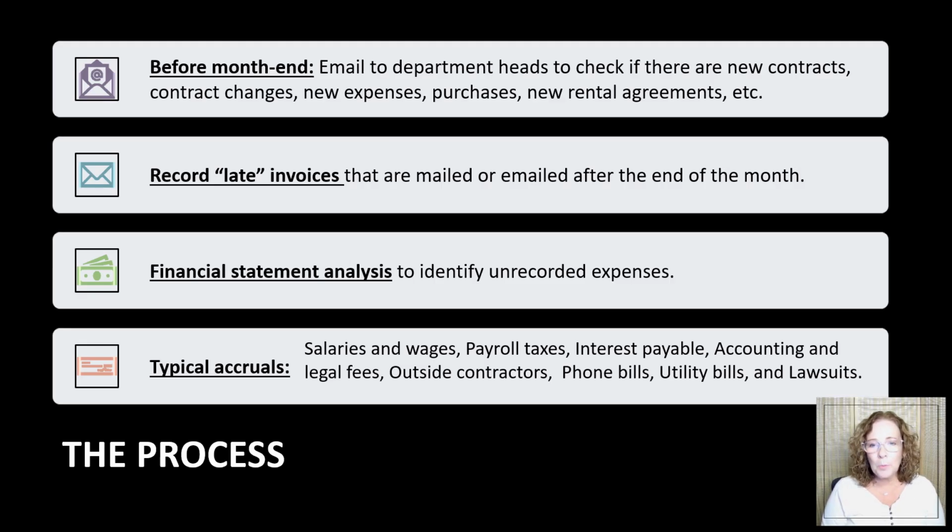Next, let's talk about how the process of accruing expenses works. First, the accounting team should be very proactive in identifying expenses that have been incurred but haven't yet been recorded. The accounting team should send an email before the end of the month to department heads to ask if they sign new contracts, know about new expenses, changes to contracts, new equipment, rental agreement changes, etc. Auditors will ask you during the audit about how you verify the completeness of the invoices, and this monthly email is your proof that you checked with those authorized individuals about expenses that need to be accrued for.